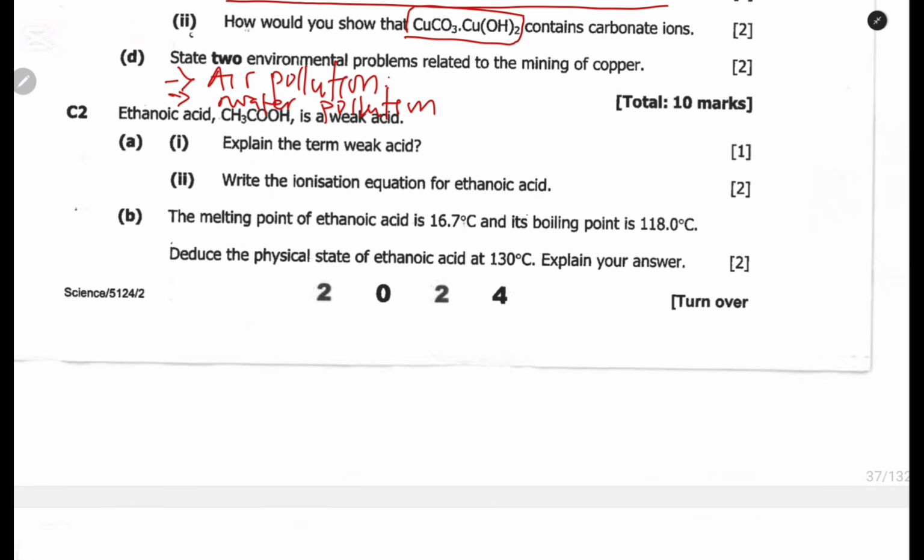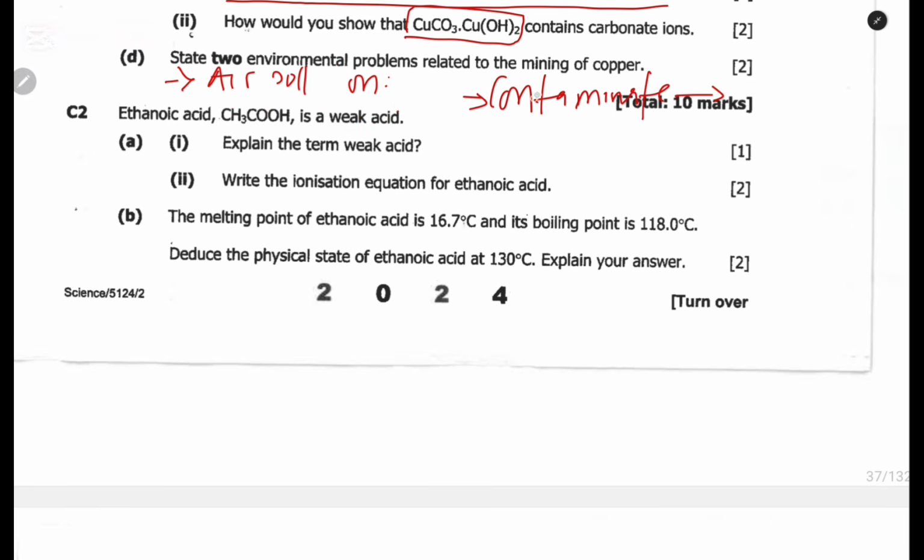For water pollution, this mining activity of copper may produce some chemicals. The processing of copper may result in some chemicals, and of course these are discharged into water bodies, hence polluting the water and affecting aquatic life. It can also contaminate the soil because of the chemicals as well. Aside from that, it destroys the habitat of animals. So I've given about 4 environmental problems related to the mining of copper.